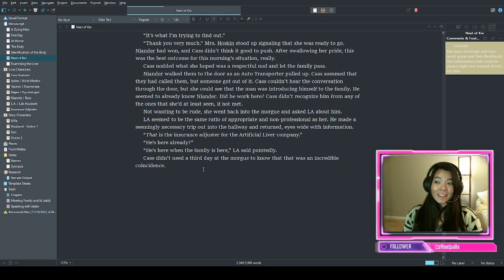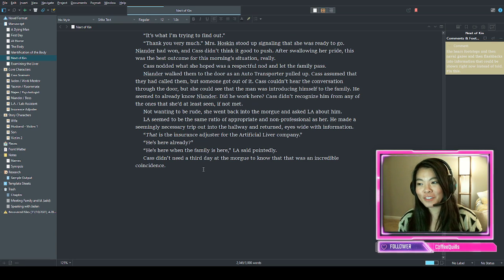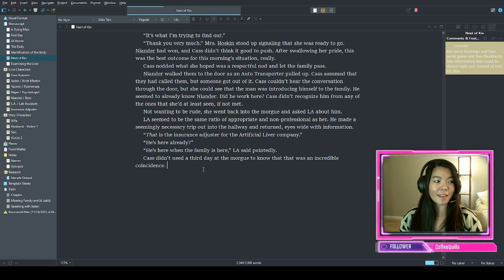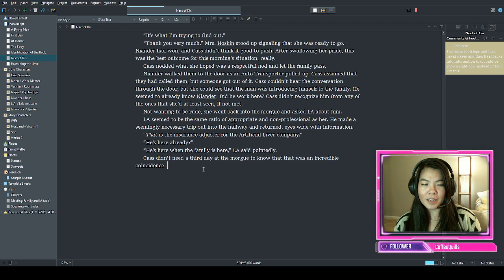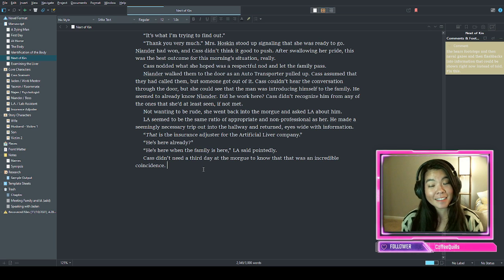And it's weird because when the family came to identify the body, as they were leaving, they happened to come across the insurance adjuster for the liver company. And Cass, who is the coroner, has not contacted this liver company. She thinks maybe her boss has, and is maybe undermining this whole situation. It's probably uncalled for that the insurance adjuster is there during the identification of the body, to be honest.